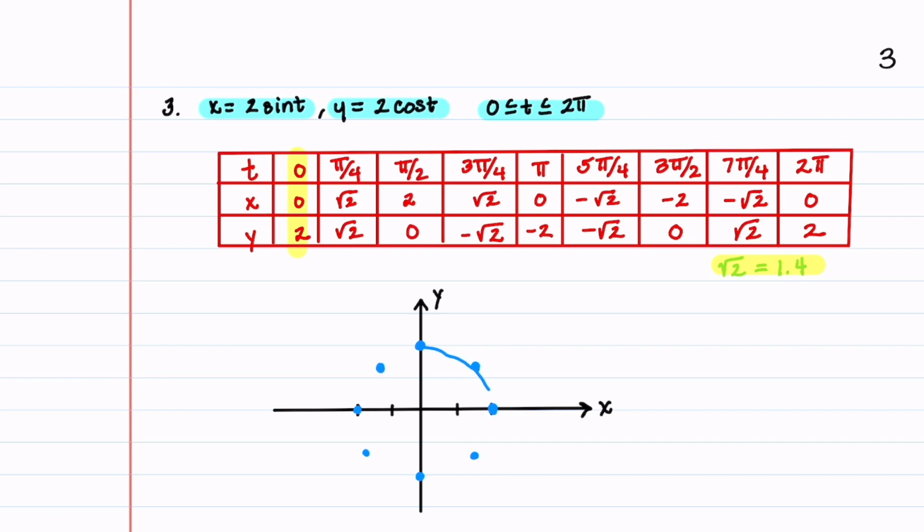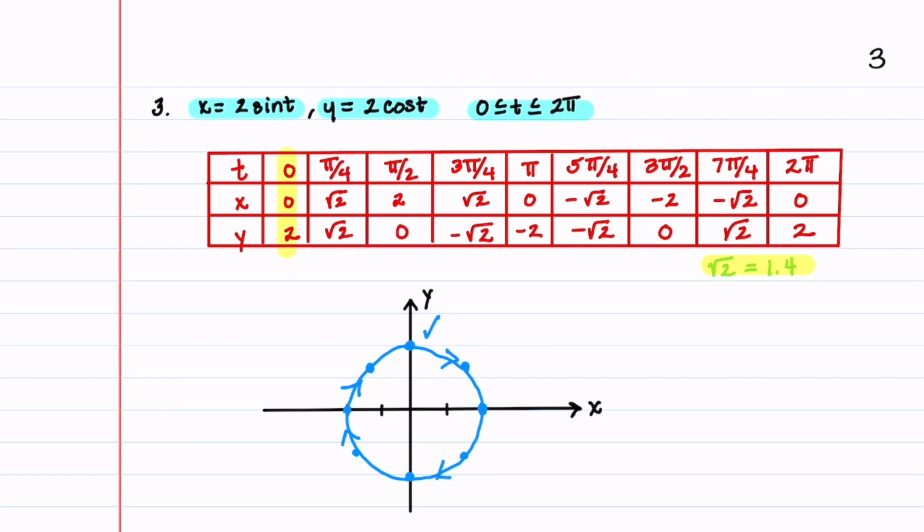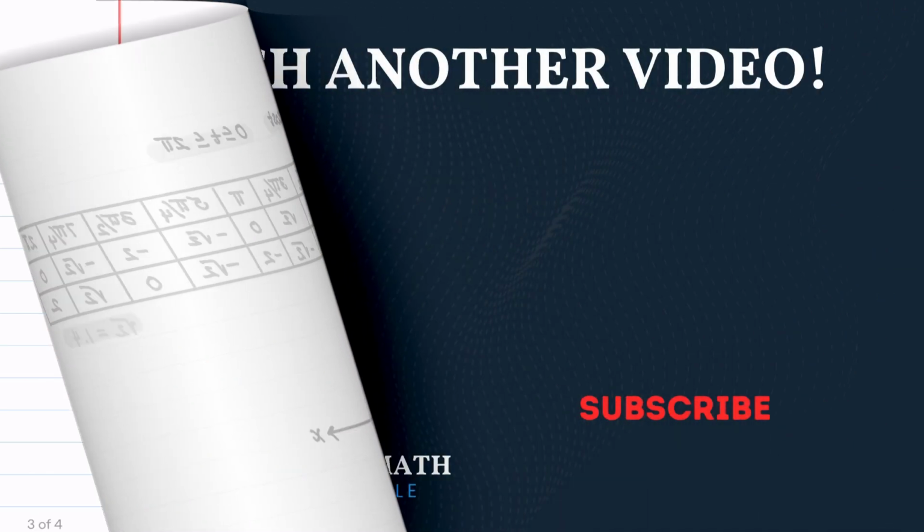We'll now connect our points, and hopefully it'll look like a circle. There we go, it does. And then lastly, let's put the direction of our curve. We started with this point and went to the right, so the direction of our curve is clockwise. This plane curve is a circle, and a circle can also be written in terms of rectangular coordinates.